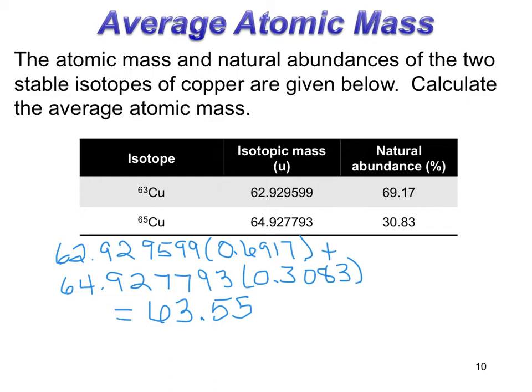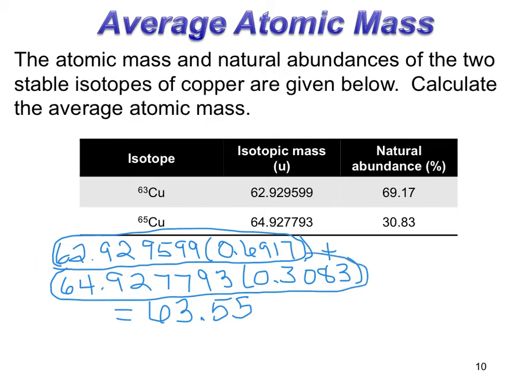So what we do is we take the first isotope, copper-63, and multiply its mass by its natural abundance, and add to that the isotopic mass times the natural abundance of copper-65, adding them together and putting it to the appropriate number of significant figures, we find that the average isotopic mass is 63.55 atomic mass units.